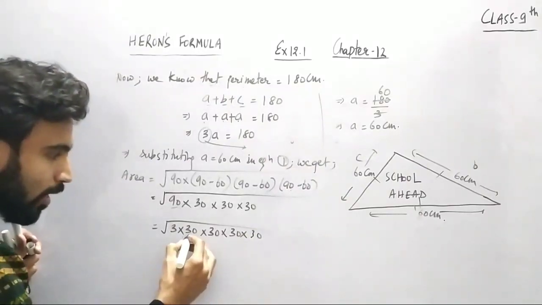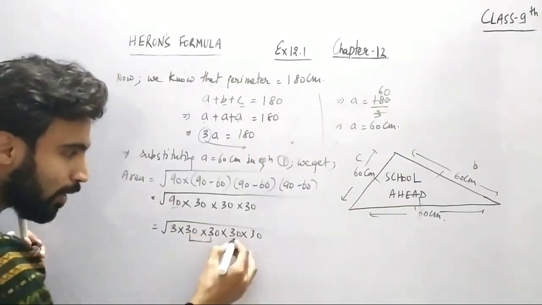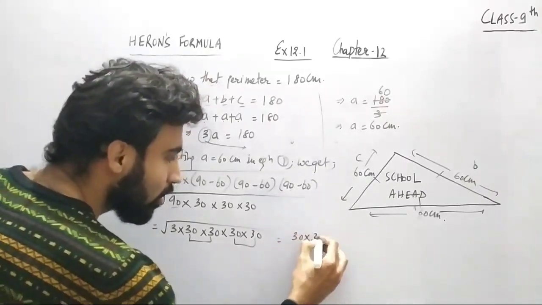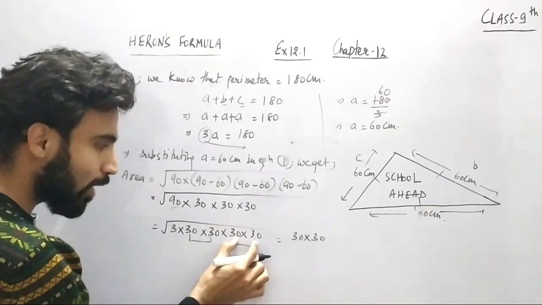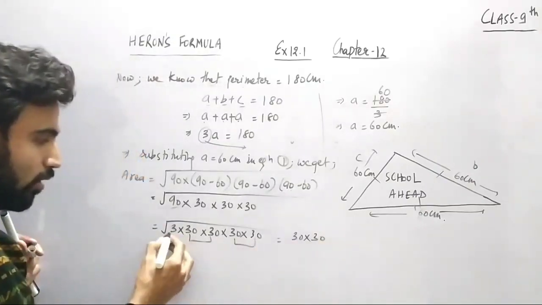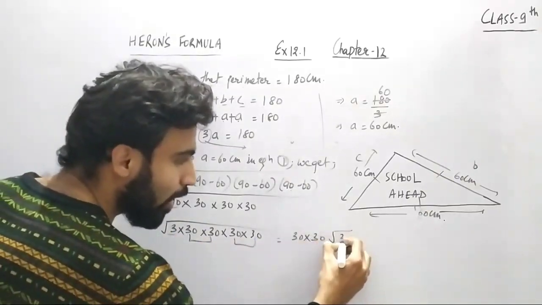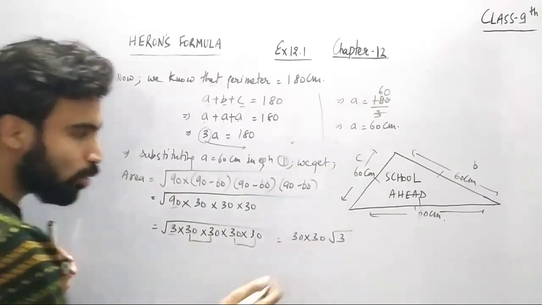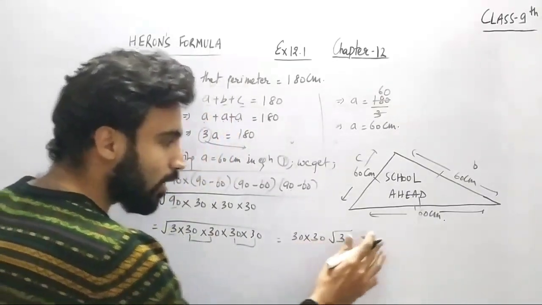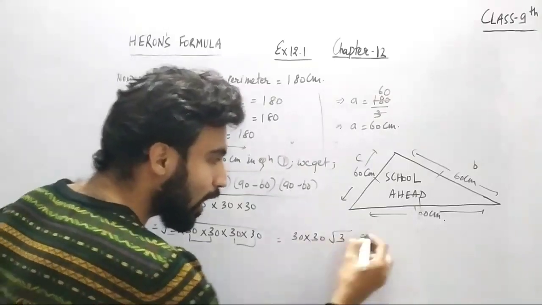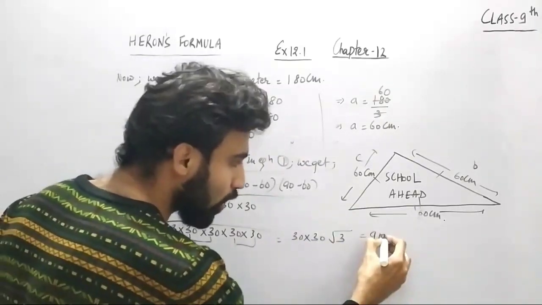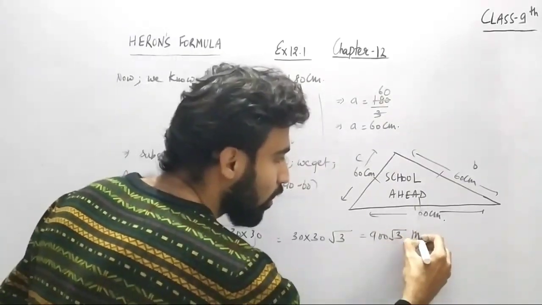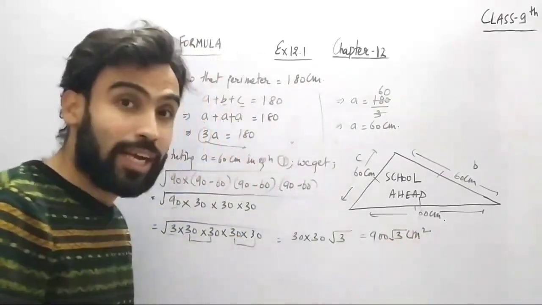Now let me just make the pair here. So here one pair of 30 is made, another pair of 30 is made, right? So that means one 30 comes out for this pair, and one 30 comes out for this pair. Now this 3 is alone, that will remain in the square root, right? So you can see here one each from the pairs has come out. Then you can see 30 into 30. So you can see 3 into 3 is 9, then 2 times 0. So that will be 900, then under root 3. And the area will be in centimeter square.